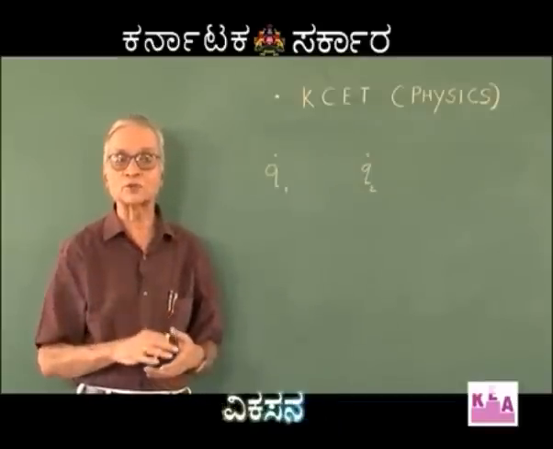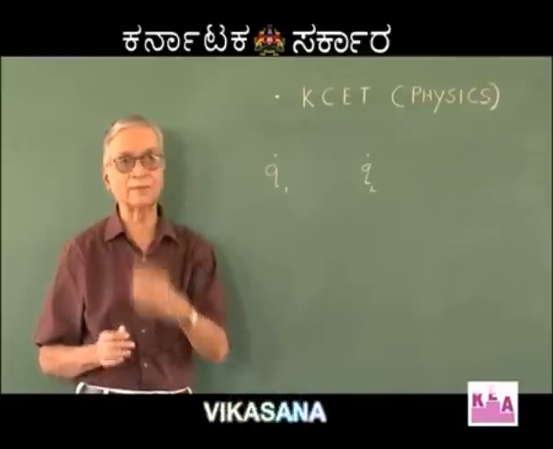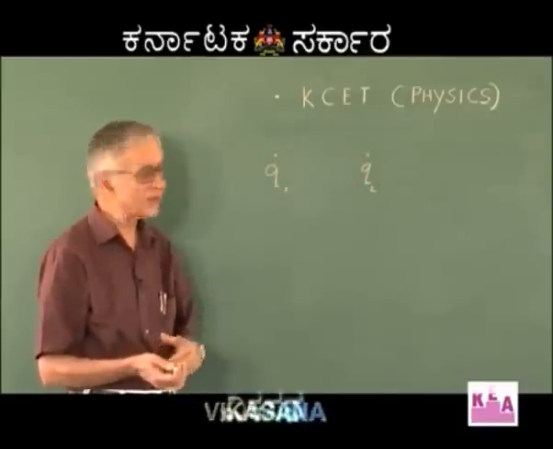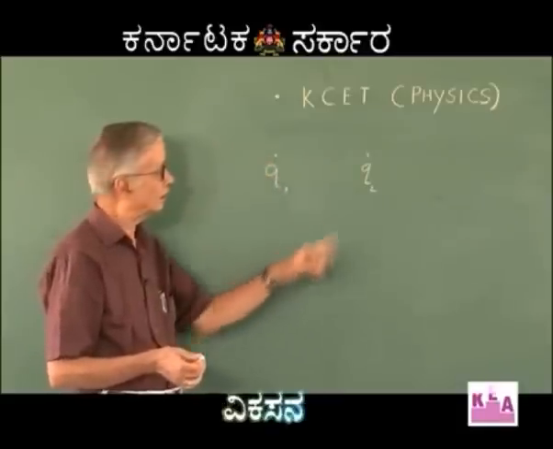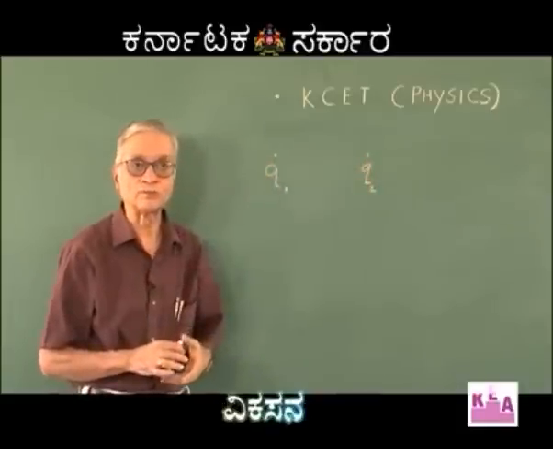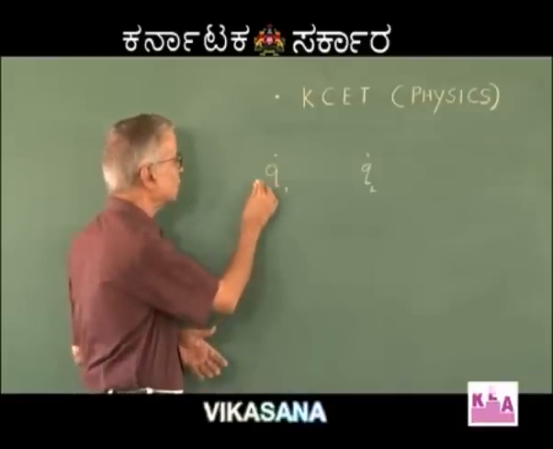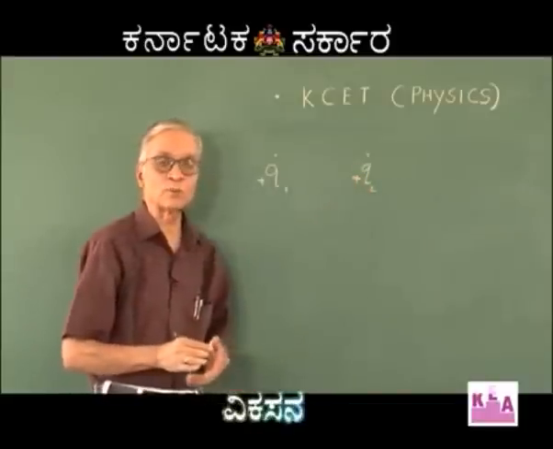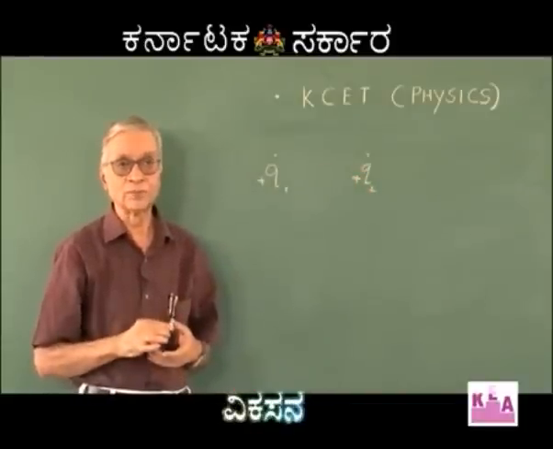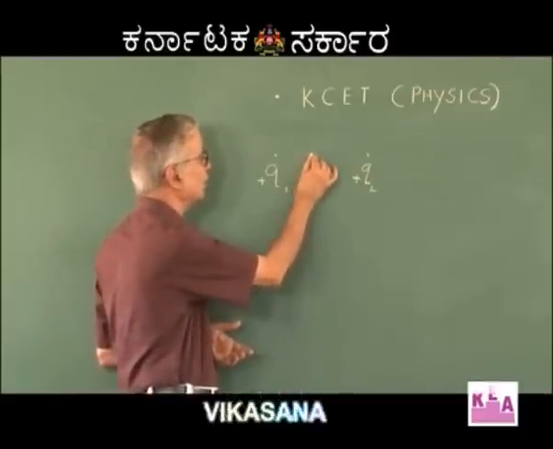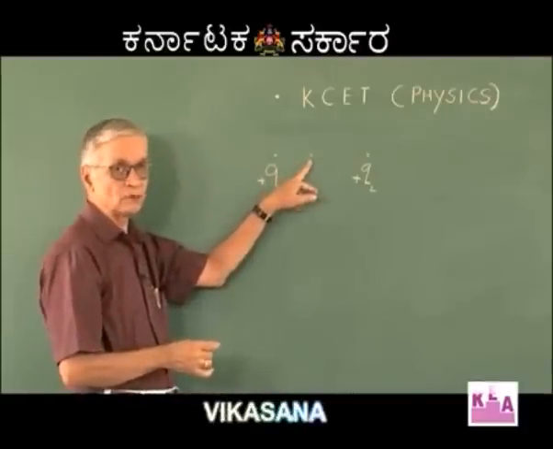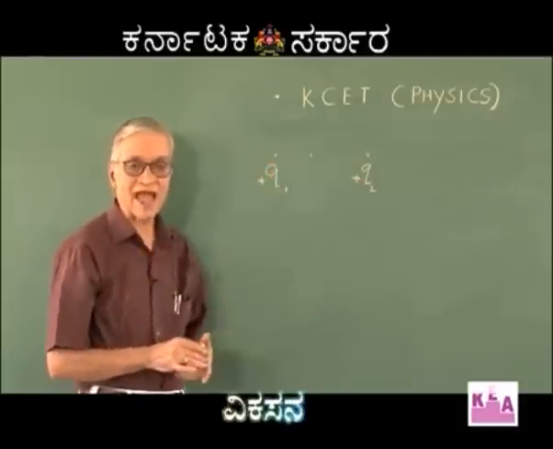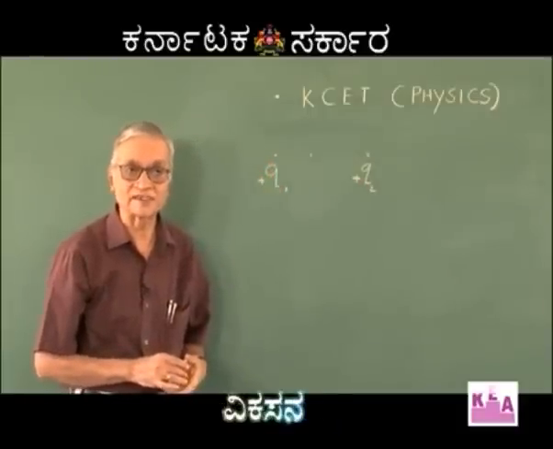Along the line joining the two charges, I identify three positions. One is between Q1 and Q2, another is to the left of Q1, and the third is to the right of Q2. Suppose Q1 and Q2 are both of the same nature, either both positive or both negative. If you consider a point in between and place a unit positive charge, Q1 will repel, Q2 will repel. Hence the angle between them can be 180 degrees.